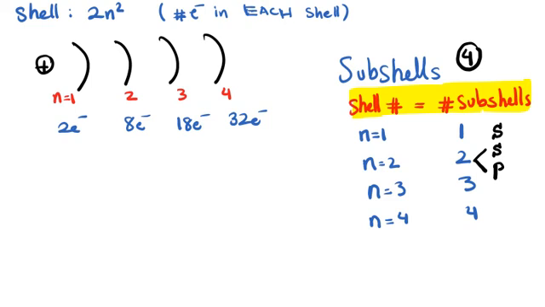I'm going to work on shell number 3. Shell number 3 has 3 subshells. The first subshell is always S, the second one P, and the third one is called D. As you see here, we do not have any relationship between the subshell letters. S stands for sharp, P for principal, and D for diffuse. I'm going to work on the last one. Shell number 4 has 4 subshells. The first one is S, the second one is P, the third one is D, and the last one is F.